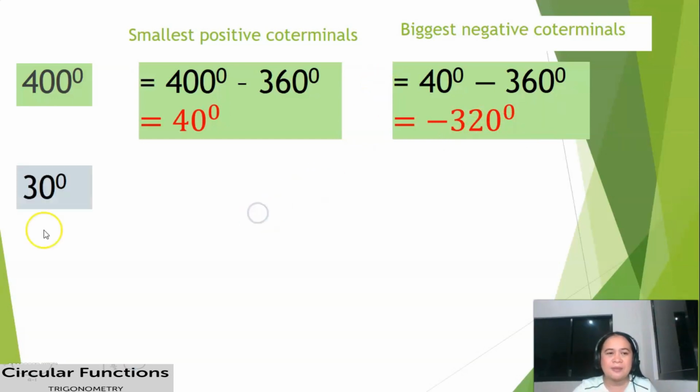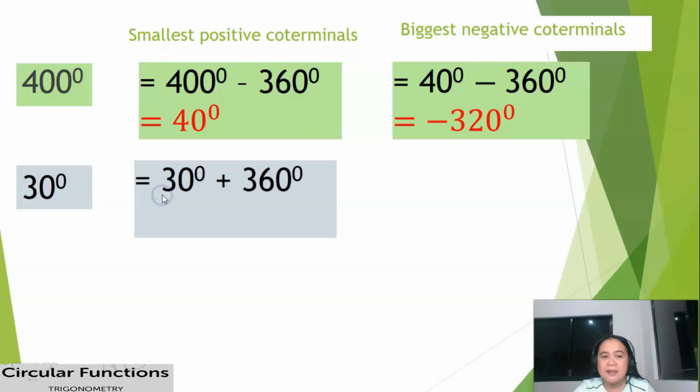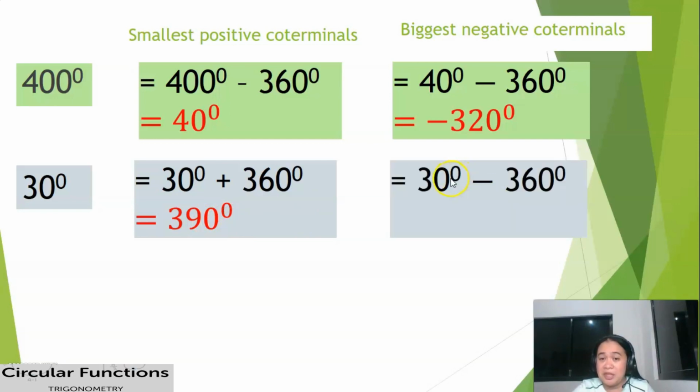Another example. Now, 30 degrees is less than 360. So to get its positive coterminal, we add 360. So with that, we will have 390 degrees. And to get its negative coterminal, that would be 30 degrees minus 360 degrees.